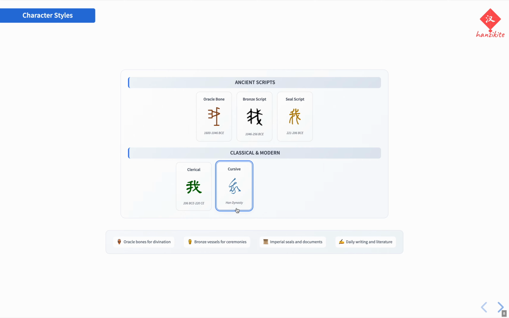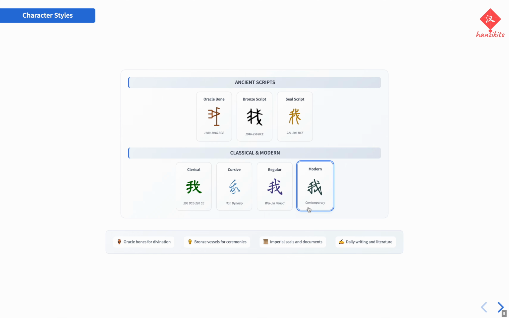Cursive script from Han Dynasty period. Flowing script where strokes connect for rapid writing, popular among scholars and poets. Regular script from Wei to Jin period. Standard script with balanced proportions, still used in modern Chinese printing and formal writing.